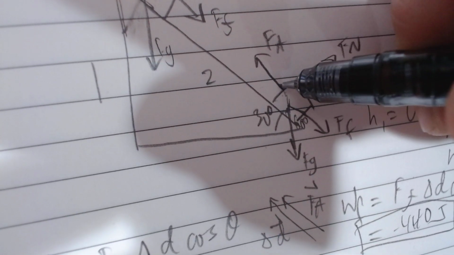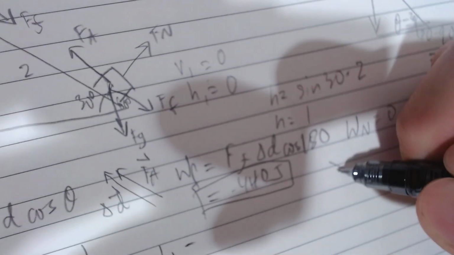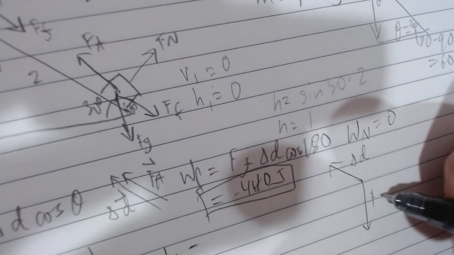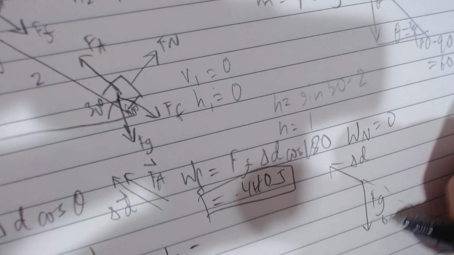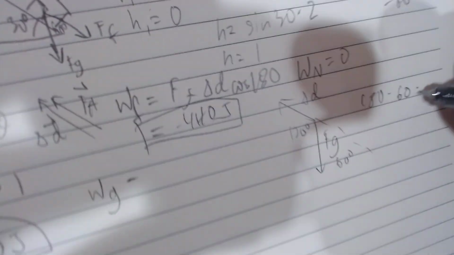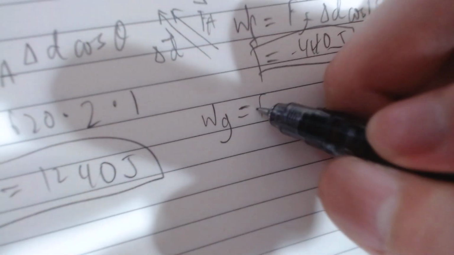Shoot, my fault. We need to find the angle between the displacement and that. So displacement is here, and this is the force of gravity. Well, it's basically the same thing. We have 60 here, and then we just get 120 here because 180 subtract 60 equals 120. And then what we do here is just make this equal to force of gravity.